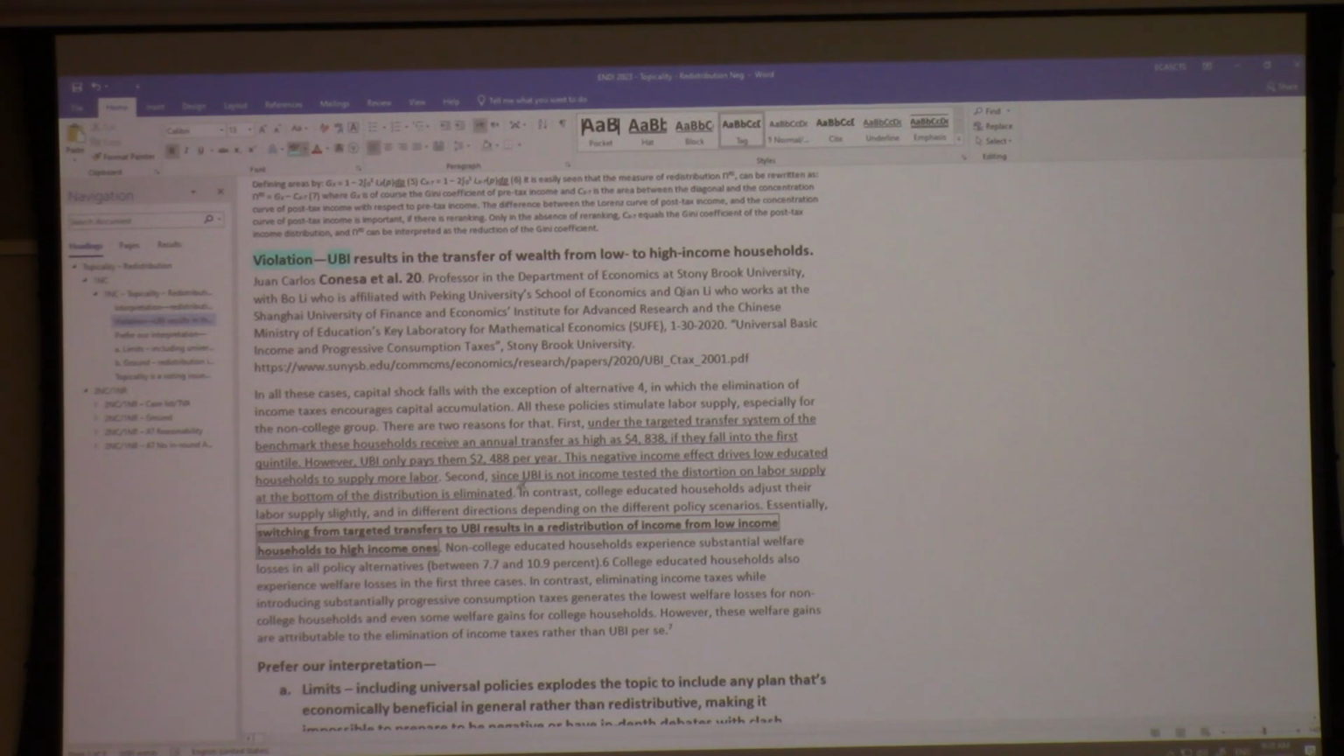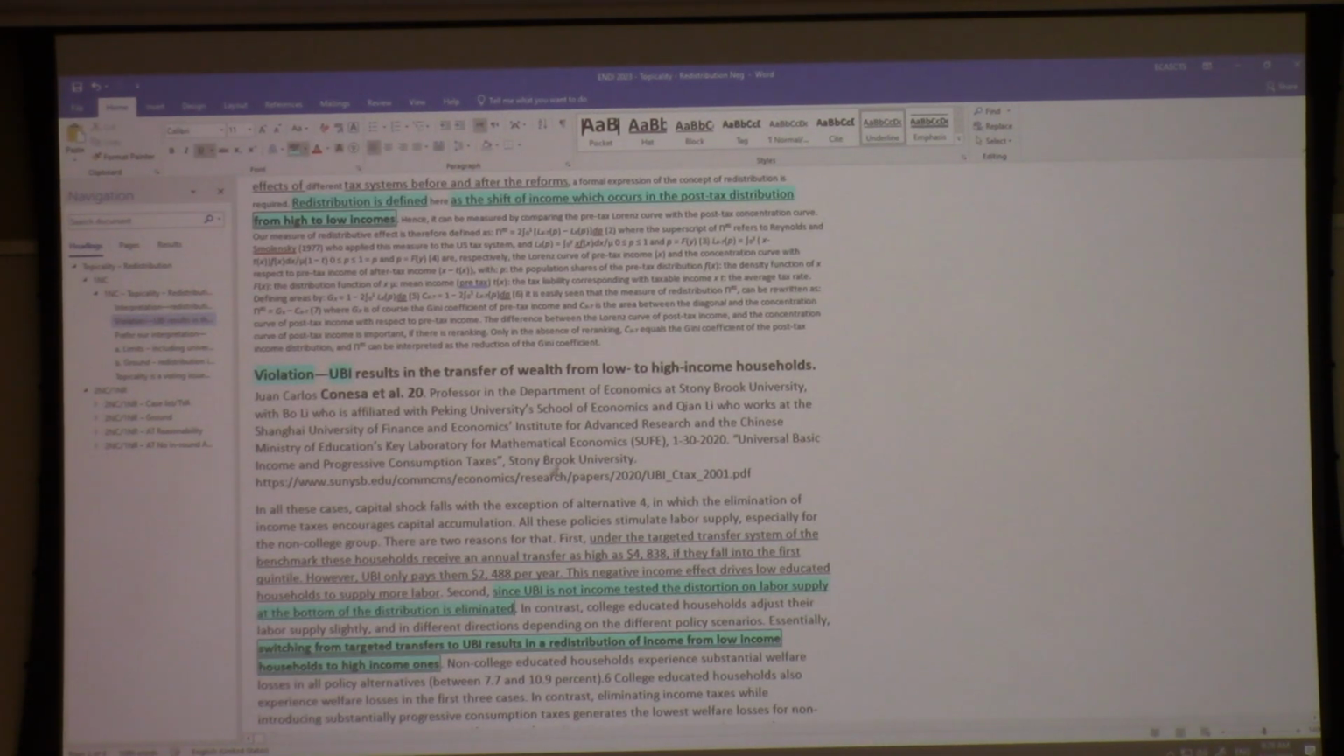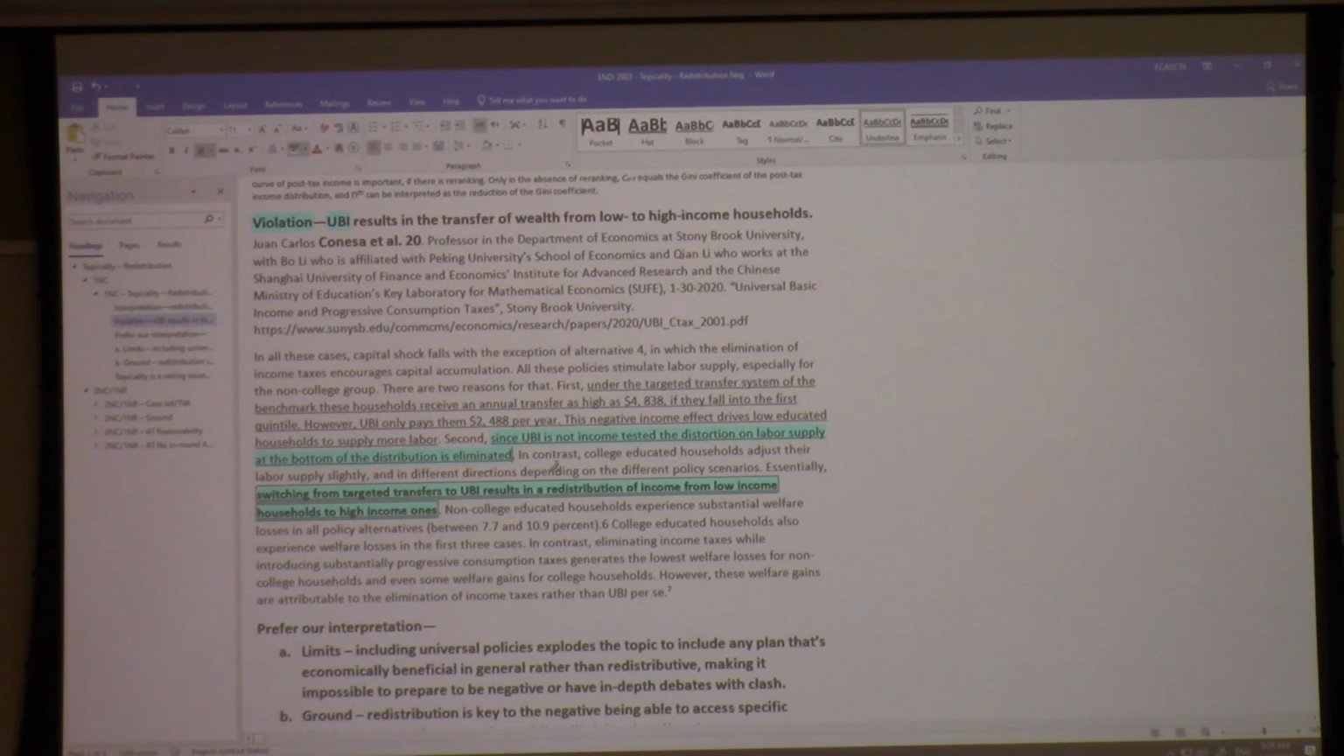So, you know, UBI, switching from targeted transfers to UBI results in a redistribution of income from low-income households to high-income ones. This is a piece of evidence that is looking at previous examples of UBI and has determined that rather than resulting in redistribution from high incomes to low incomes, the reverse is actually happening. So people pay taxes, they don't get as much back in the UBI, and that results in a transfer from low-income households to high-income households. So you can begin to see why this might cause some problems in the resolution.